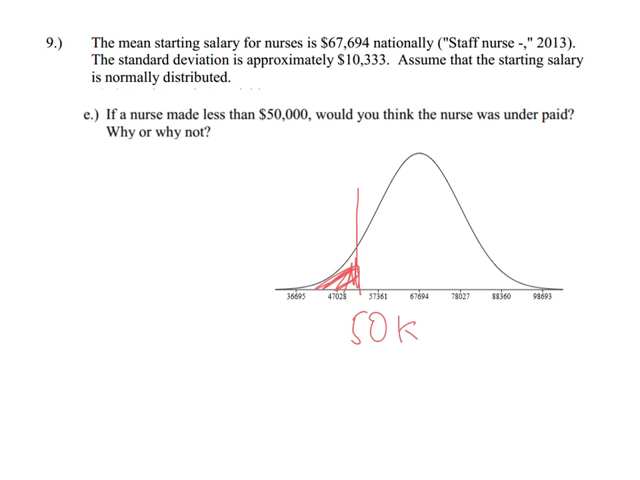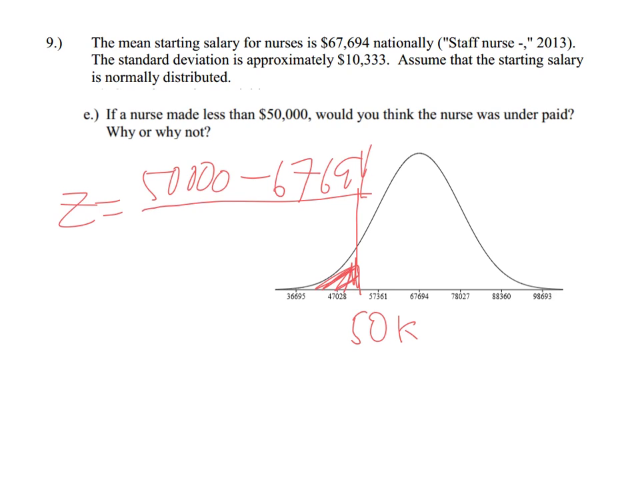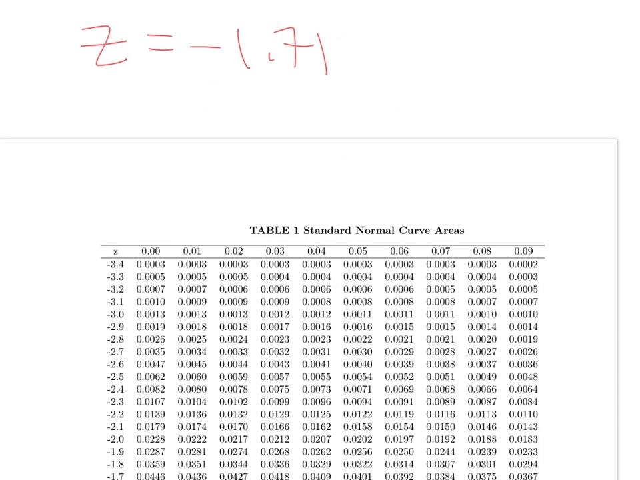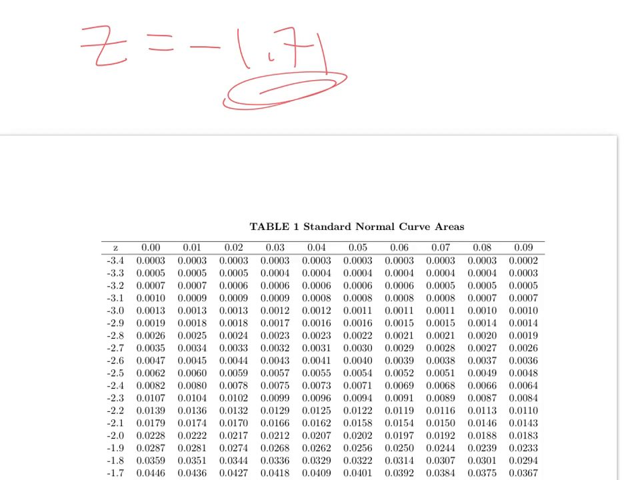Now, if we want to look from a percentage point of view, let's see what happens there. We have to do a z-score, of course, because we haven't done this calculation yet. So 50,000 minus 67,694 divided by 10,333. And if you do that, you get a z-score of negative 1.71. We knew it was below the mean, but not 2 standard deviations below the mean.